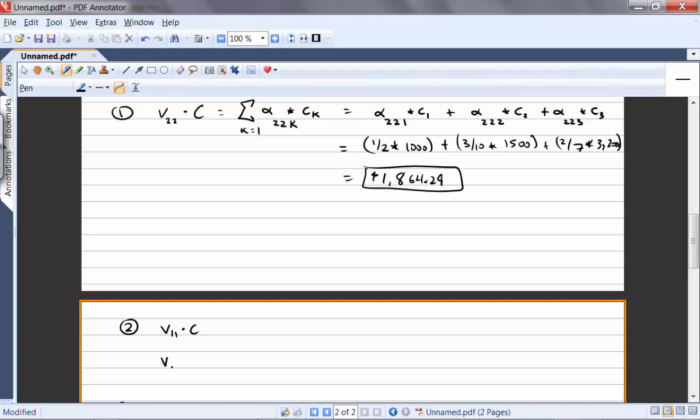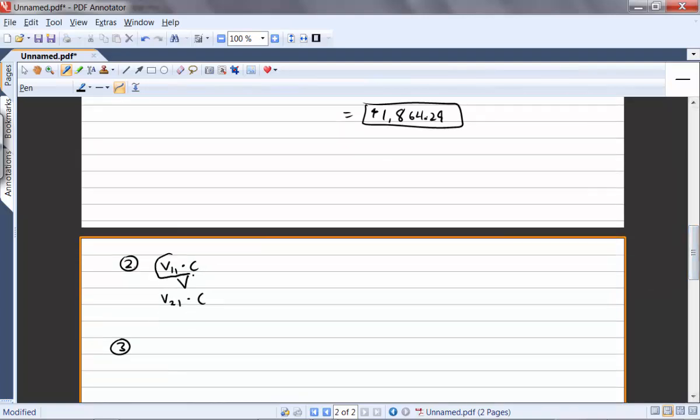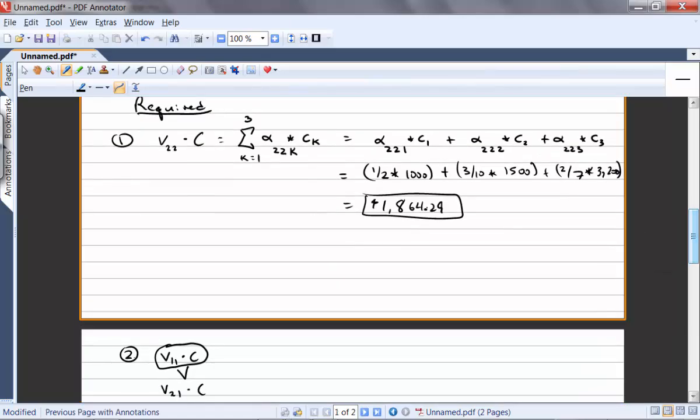Calculate this. Calculate this. If you do that, you do it the same way as we did up here, and you're going to find that this number is bigger than this number. So under weighting scheme 1, customer 1 is more costly to serve.